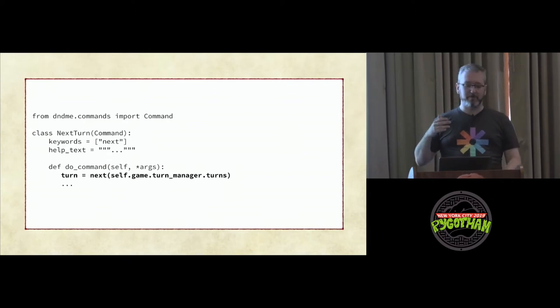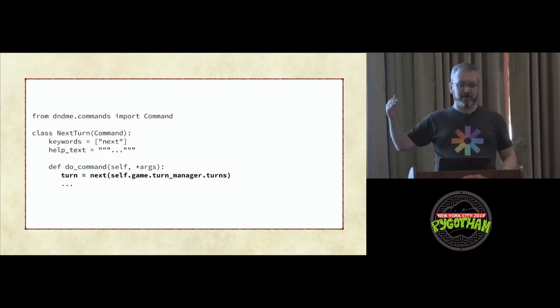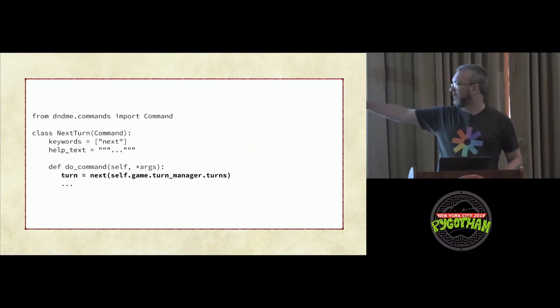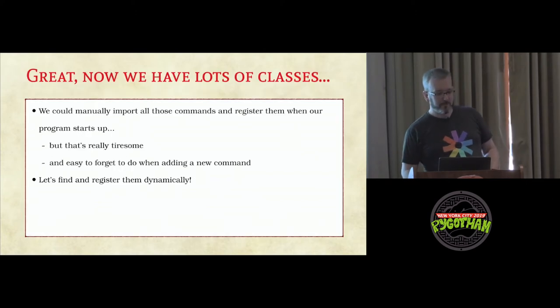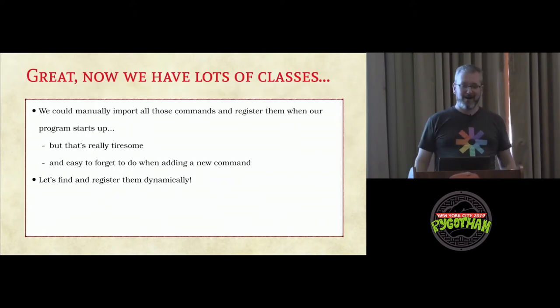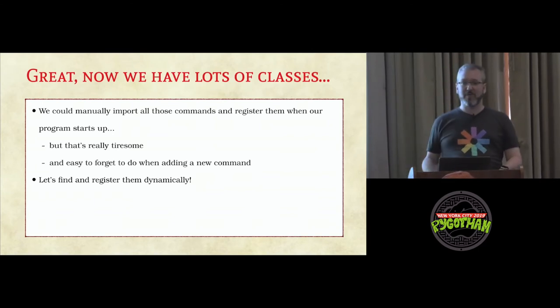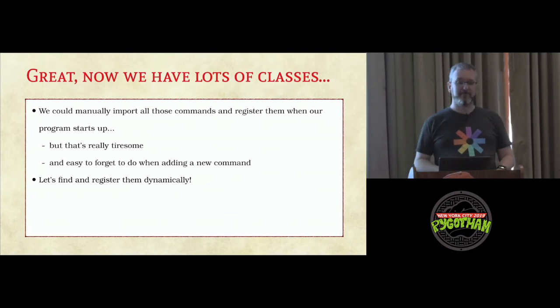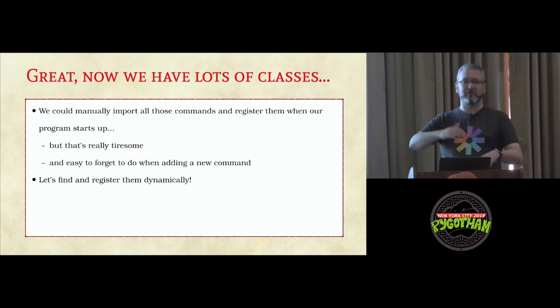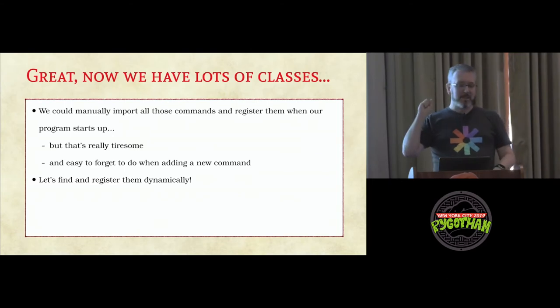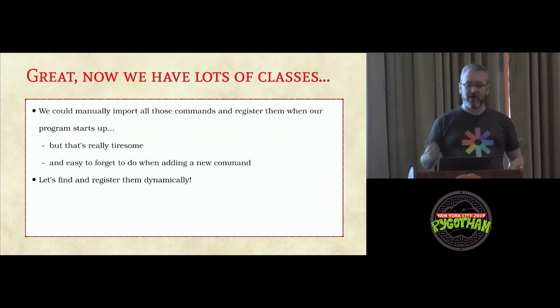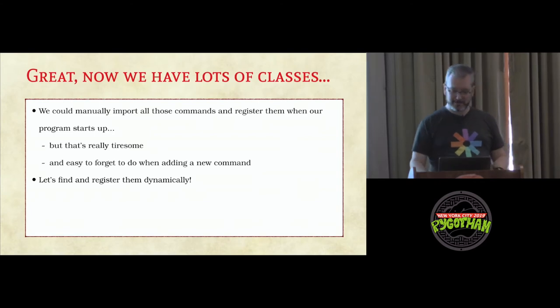It does the same sort of thing, advancing the turn using that next to call to advance the generator that we had set up. So great, now we have a lot of classes. We could manually import all of those commands and register them when our program starts up, and I did that for a while, but it gets really tiresome, and it's easy to forget. If you're building out a new command, you've just spent like an hour writing a thing, it's easy to forget to register it, and then you start it up to demo it, and there's no command, and why is there no command? So wouldn't it be nice if we could find and register all of our commands dynamically?